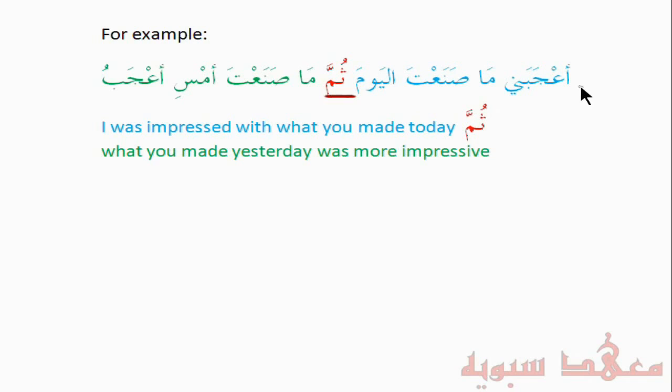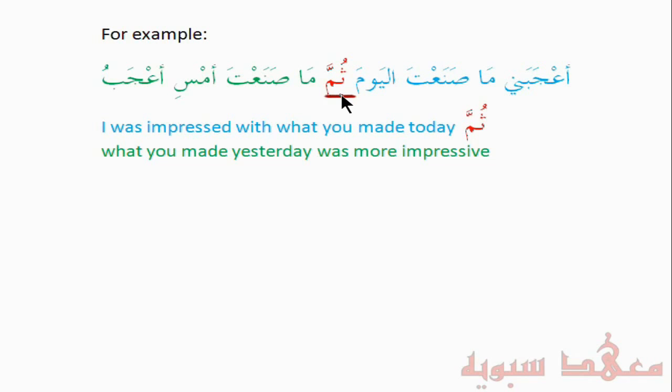So it says here, أعجبني ما صنعت اليوم. So somebody's speaking and saying, I was impressed with what you made today. So possibly a boss telling his worker, what you made today, I was very impressed with. Then we have the conjunction Thumma, joining the next sentence. And the same boss says, ما صنعت أمس أعجب. What you have made yesterday was more impressive.